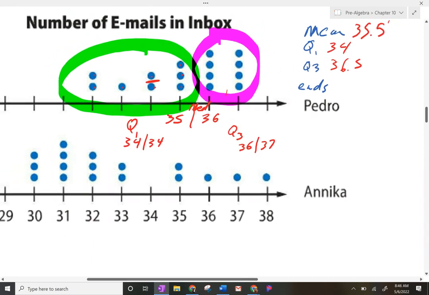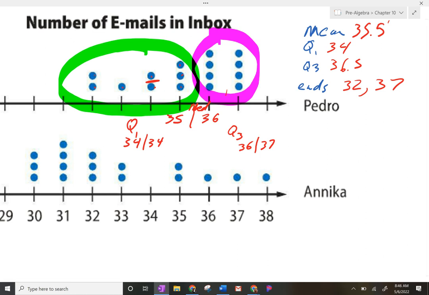And then looking for the ends, what's the smallest number on that top one? Find this out. My smallest number is 32. And my biggest number would be 37. So I'll have 32 and then 37. Those are all the numbers that I'll put together.